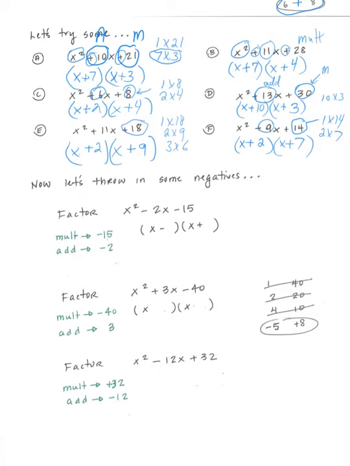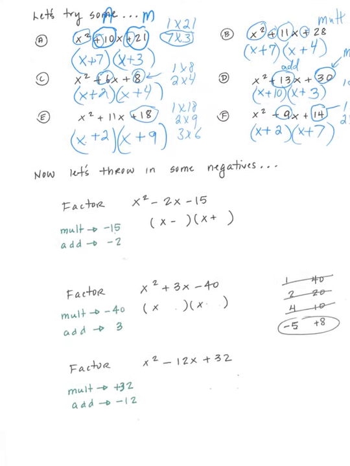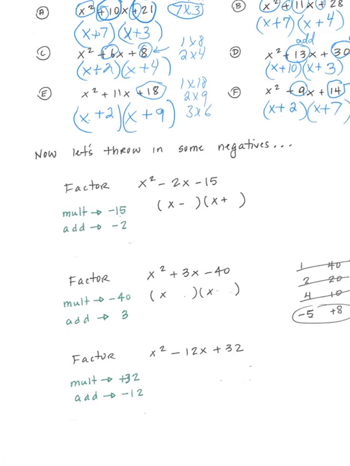Okay? Nice when everything's positive. Now let's throw in some negatives. So now keep in mind, it's got to multiply, and let's think about that sign. It's got to multiply to be negative. The only way that works is one's got to be negative and one has to be positive when we're multiplying. So you might as well drop in those signs right there.